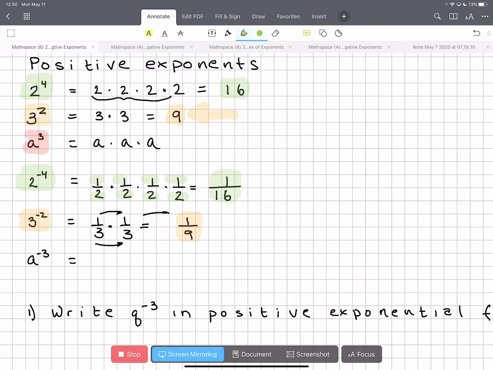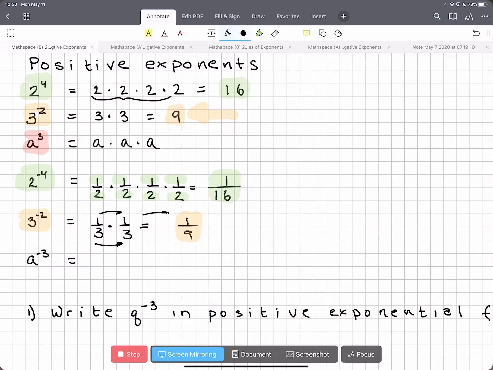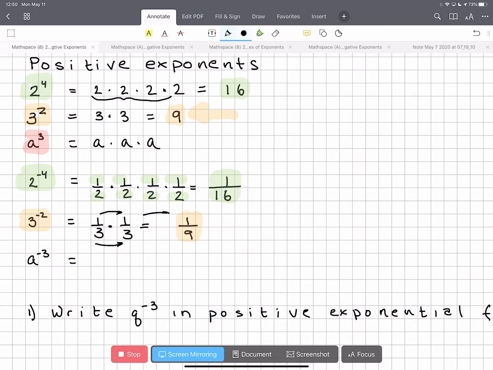Let's look at a to the negative 3rd. So this would be the reciprocal of a, which is 1 over a, multiplied by 1 over a, multiplied by 1 over a, which is 1 over a times a times a, repeatedly multiplied 3 times, so a to the 3rd. So a to the negative 3 equals 1 over a to the 3rd.